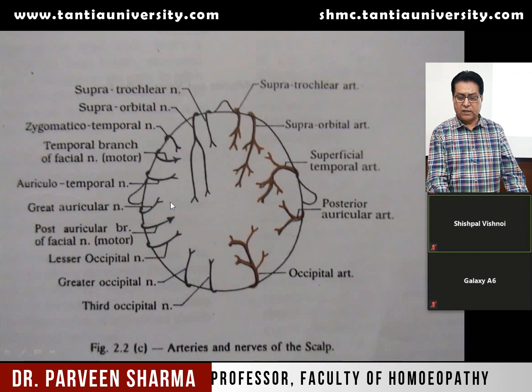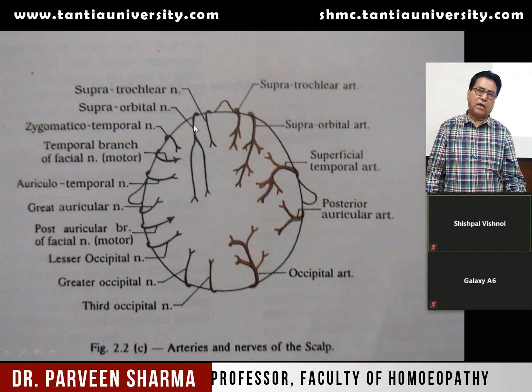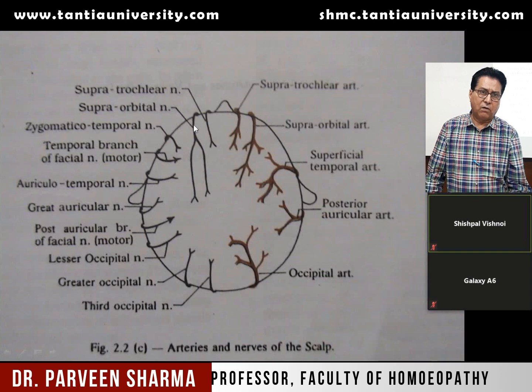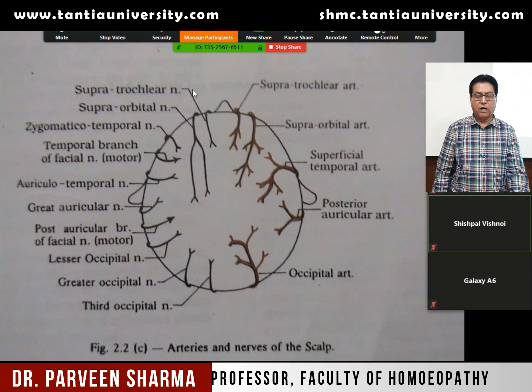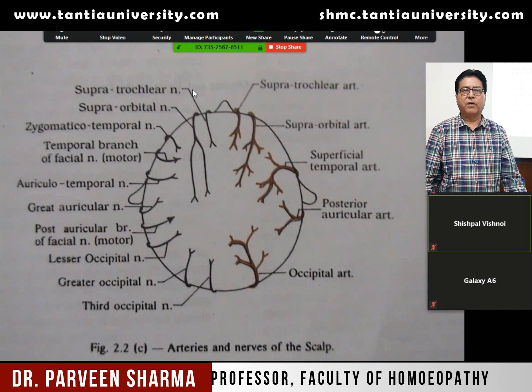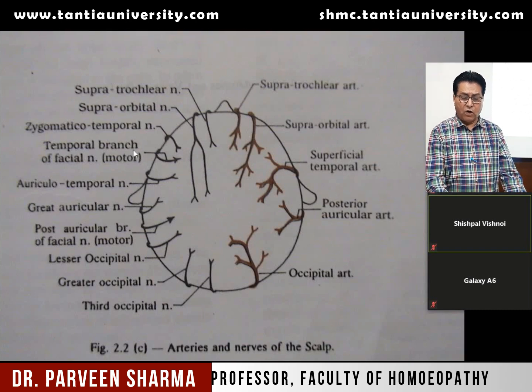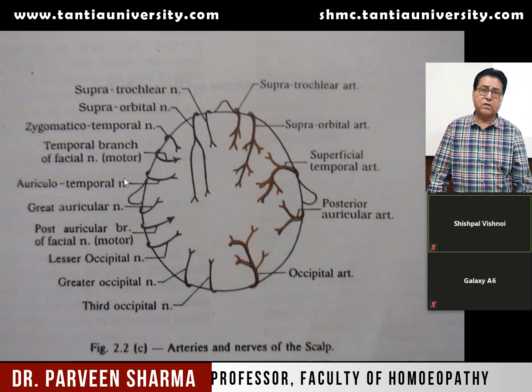Here, first, close to the midline you have the supratrochlear, then lateral to that you have the supraorbital. The supratrochlear and supraorbital nerves are branches of the frontal nerve, and the frontal nerve is a branch of the ophthalmic nerve, which is again a branch of the trigeminal nerve. The zygomaticotemporal nerve is a branch of the zygomatic nerve, which is a branch of the maxillary nerve, and the maxillary nerve is also a branch of the trigeminal nerve. Then you have the auriculotemporal nerve, which is a branch of the mandibular nerve. In this way, 4 sensory nerves are branches of the trigeminal nerve.